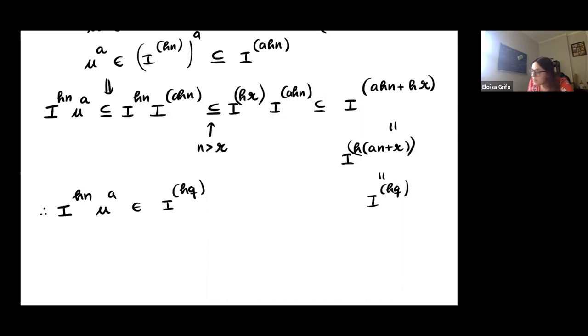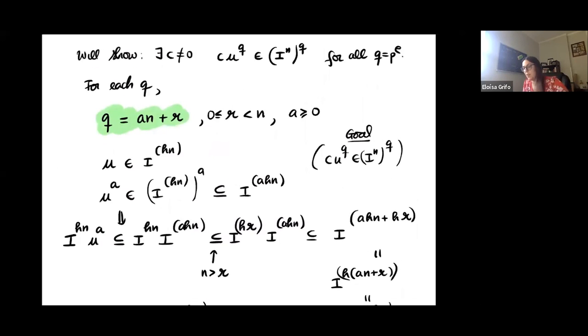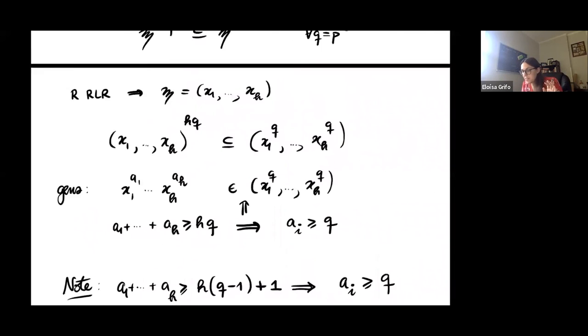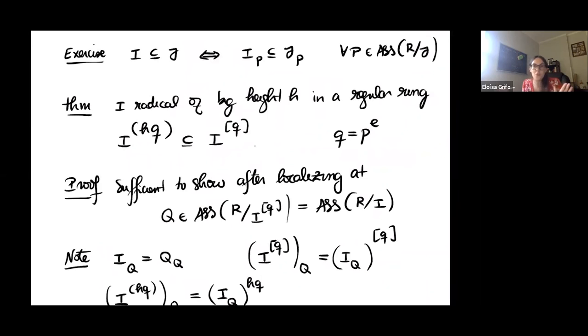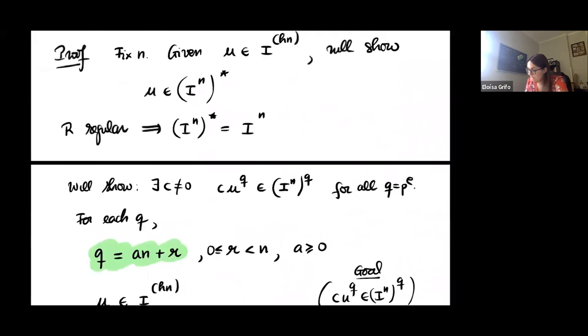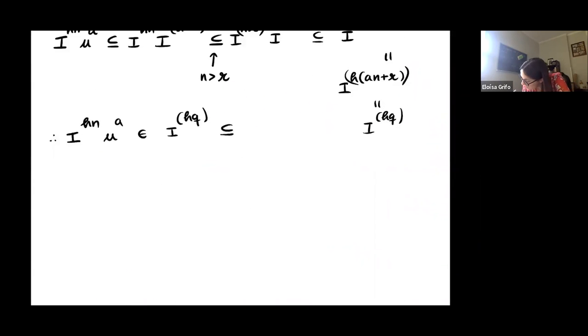And now notice the lemma that we proved, the theorem before this one, the pigeonhole principle. What does the pigeonhole principle say? It says that whenever I take a symbolic power that has H times the power of P, I land in a Frobenius power. So I'm going to use this. This lands in the Frobenius power. Okay, so we're almost there.